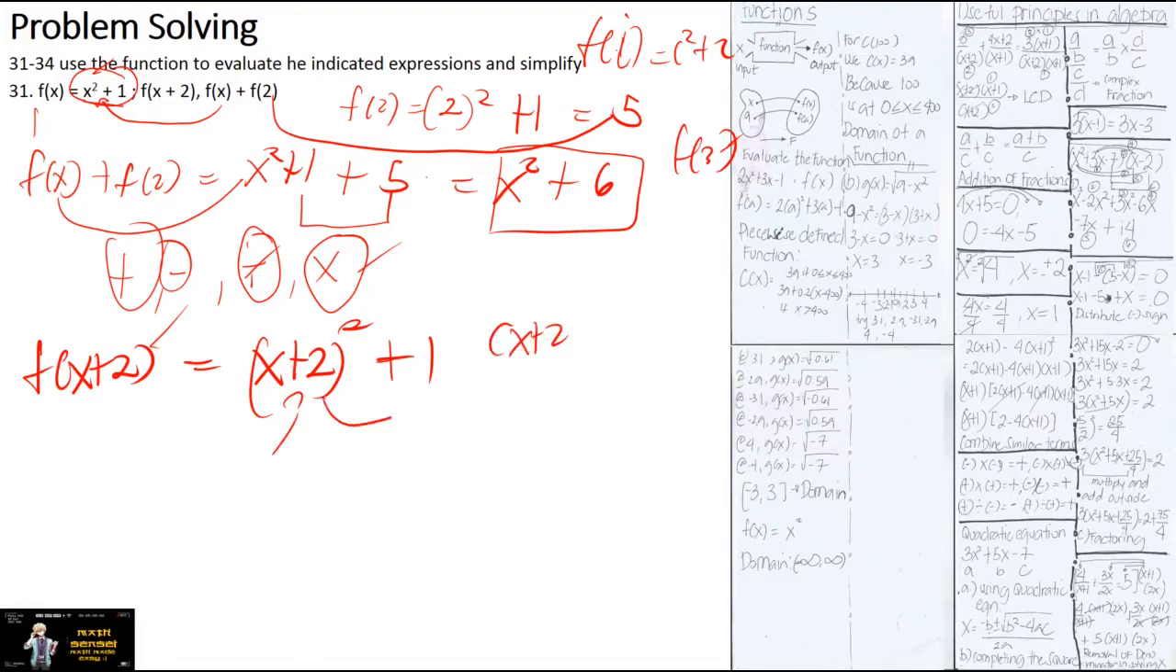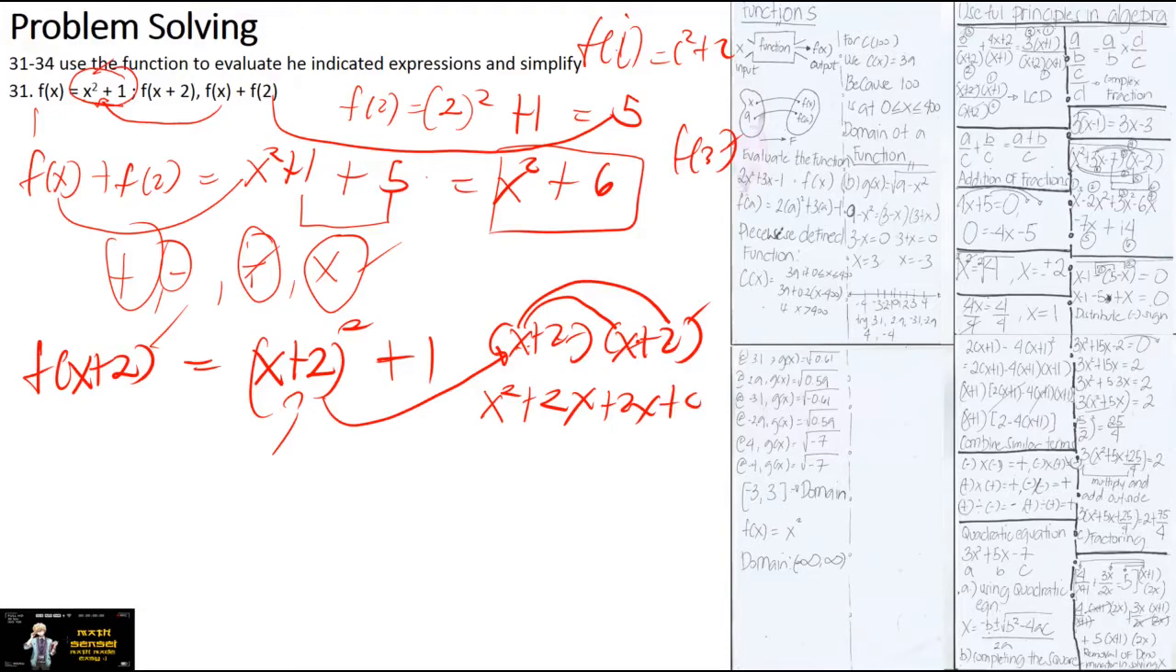Ito yan ha, huwag malilito. Pwedeng foil, pwedeng ito muna, parang distributive property ang dating. So that's x times x, that's x squared. X times 2, that's 2x. 2 times x, that's 2x. Then 2 times 2, that's 4.